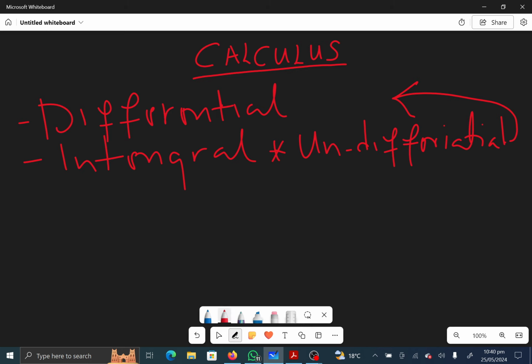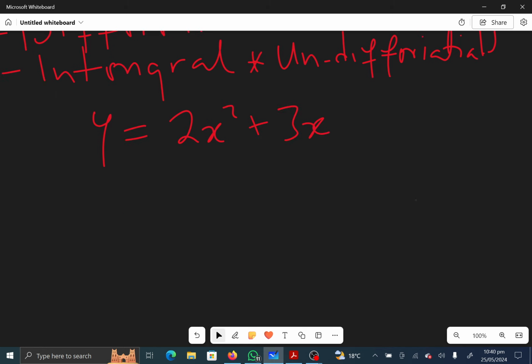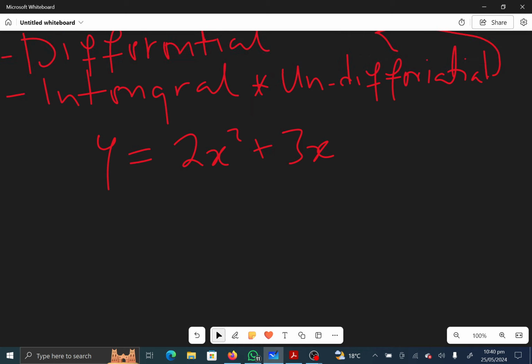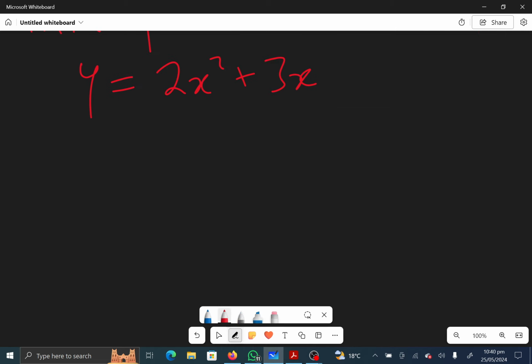So for example, given the equation y is equal to 2x squared plus 3x, we are differentiating using the power rule. So we are differentiating this equation using the power rule. The power rule is one of the commonly used methods to differentiate equations.